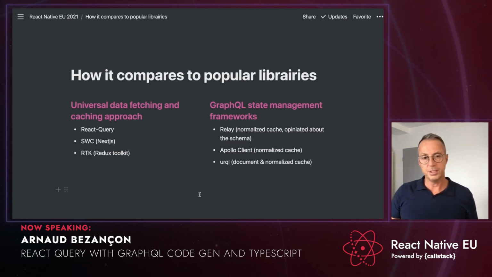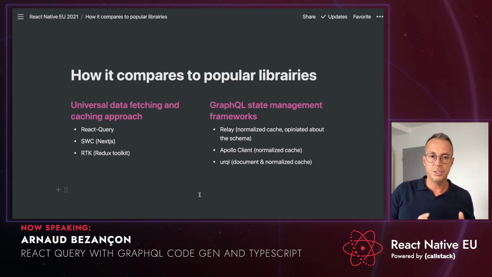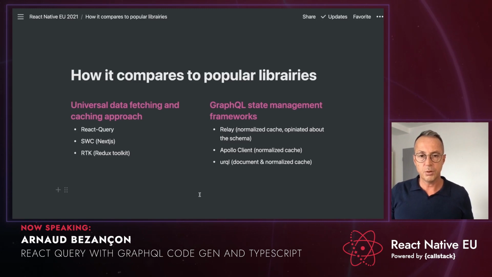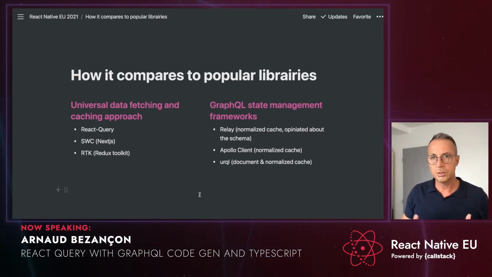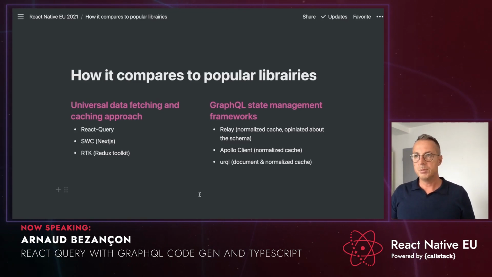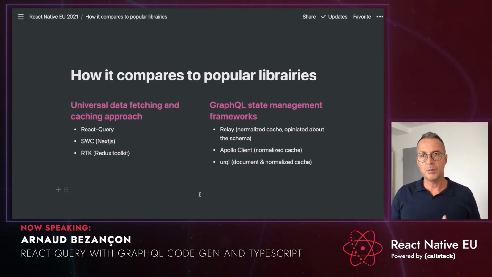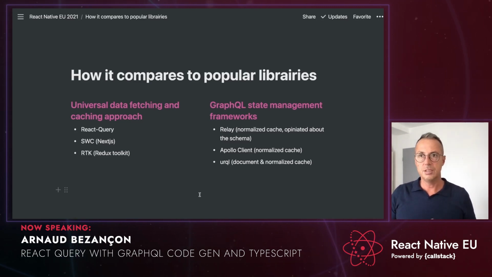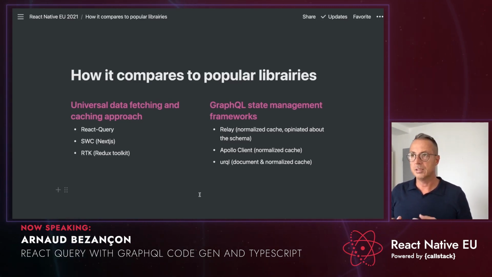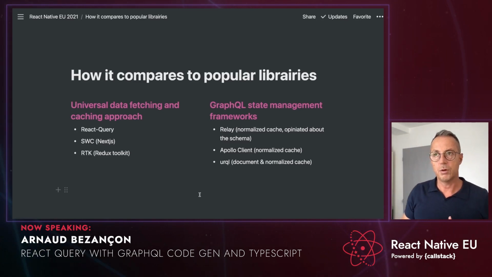So I think there are two categories right now. There is the universal data fetching and caching approach, and the GraphQL state management frameworks approach. So React Query is in the first category. It's something very universal. You just have to think about queries, cache, optimistic updates. You don't have to think about the schema and how your GraphQL API schema is defined. It's just queries and just invalidate queries with variables. And so it's something very straightforward.